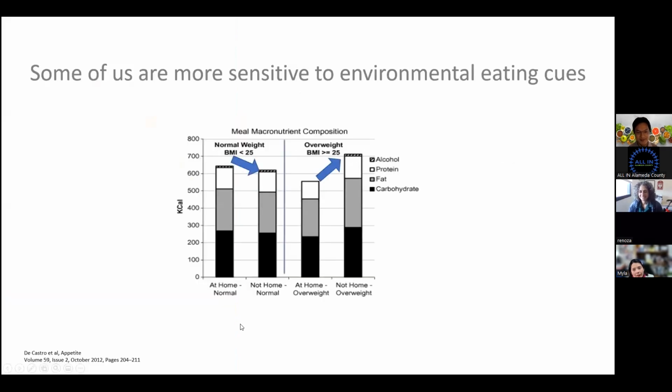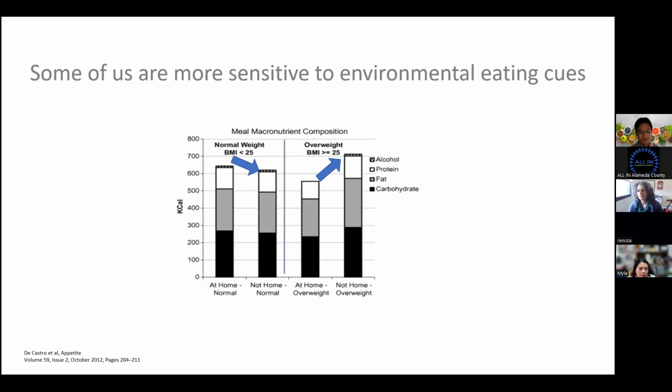Next. This is another interesting study that was published in Appetite that looks at how some of us are more sensitive than others to eating cues when we get into the fast food restaurants. What this study showed was that among folks whose BMI was normal, they tended to take in fewer calories overall, just less food, when they were not in their home environment. So when they went out to eat.